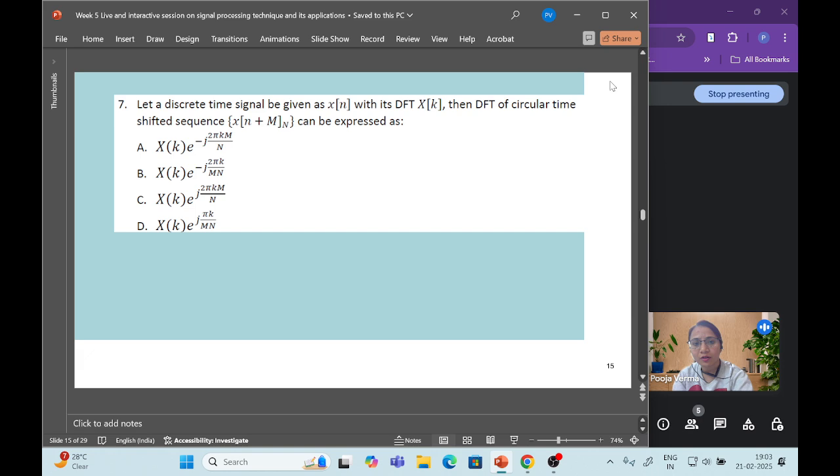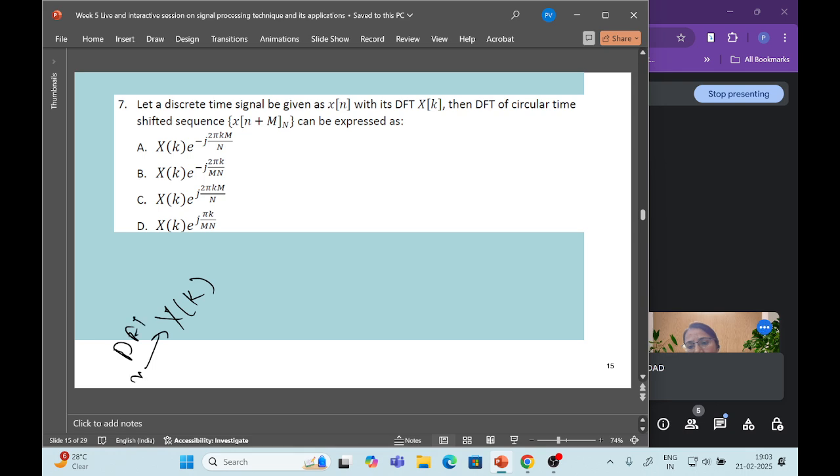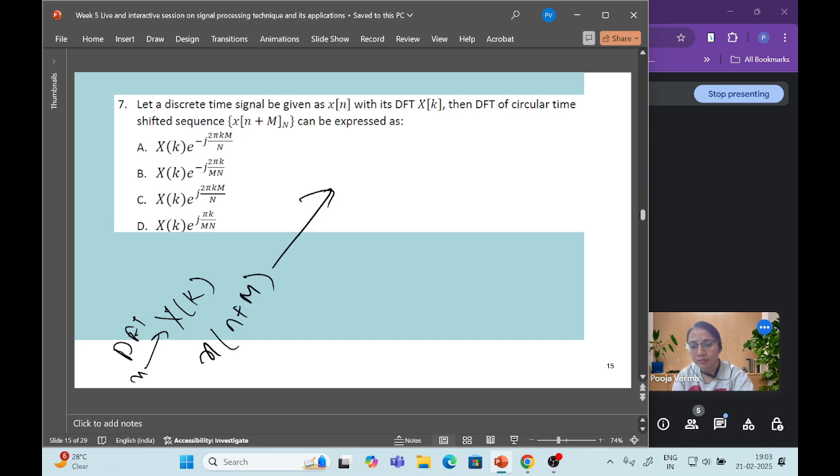Can you answer what will be the correct option? It is from the time shifting property of the DFT. So x of k is the DFT of x of n. Then what will be the DFT of x(n plus m)? We already know that the DFT of a signal x of n can be calculated by this equation: sum over n equal to 0 to N minus 1 of x of n e to the power minus j 2 pi kn divided by N.